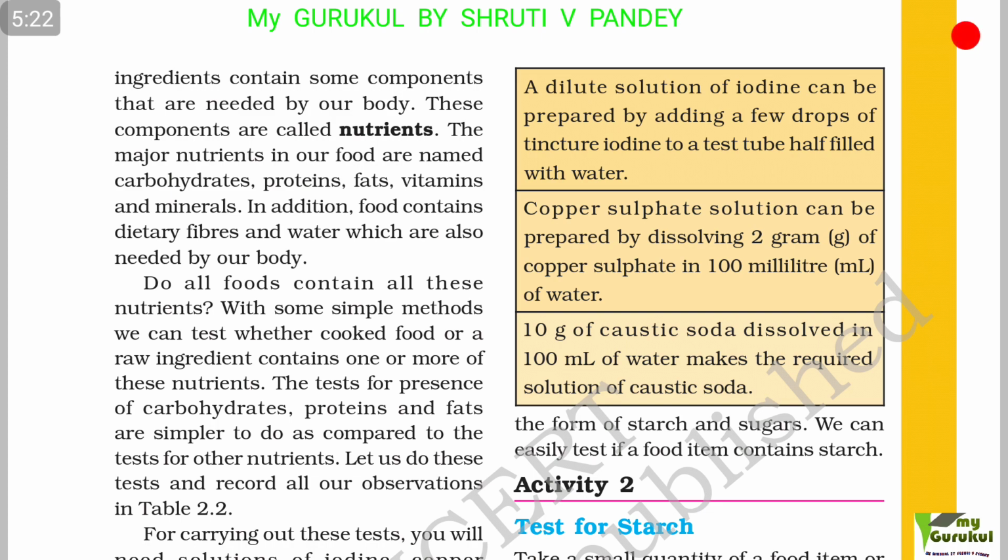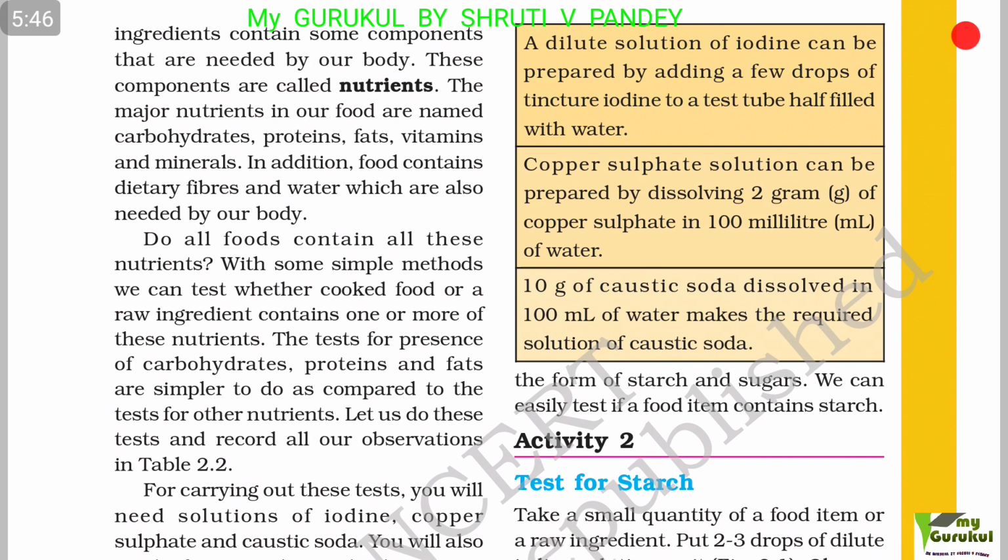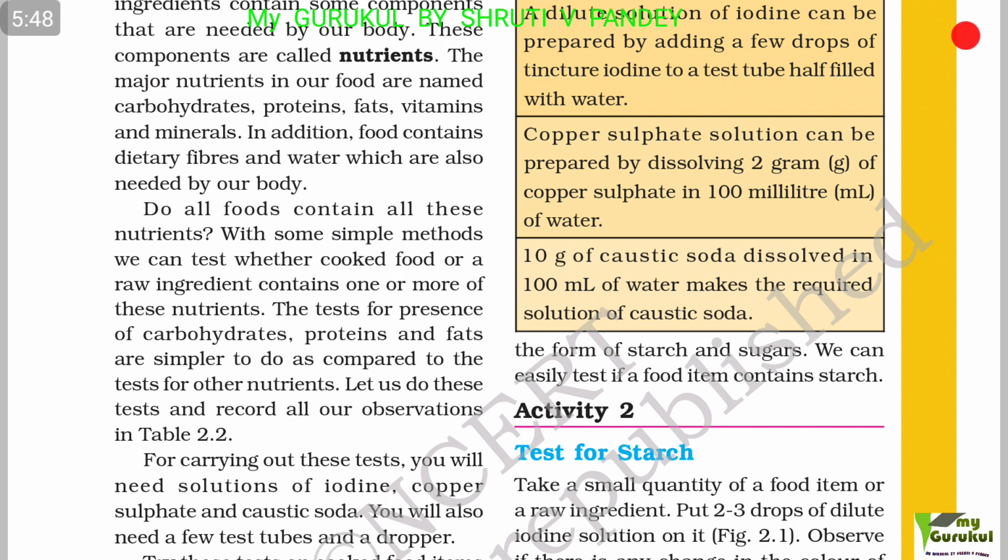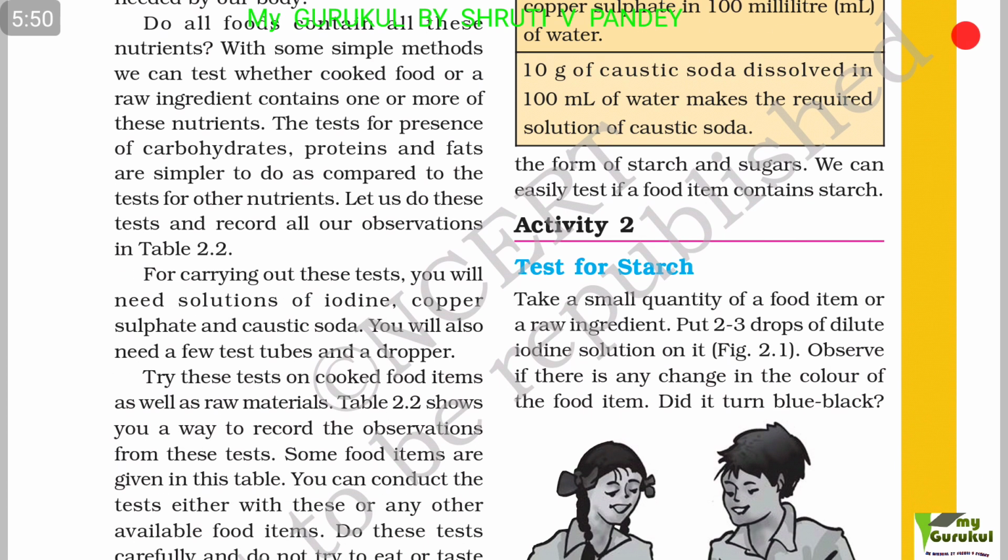A dilute solution of iodine can be prepared by adding a few drops of tincture iodine to a test tube half filled with water. Copper sulfate solution can be prepared by dissolving 2 grams of copper sulfate in 100 ml of water. 10 grams of caustic soda dissolved in 100 ml of water makes the required solution of caustic soda.